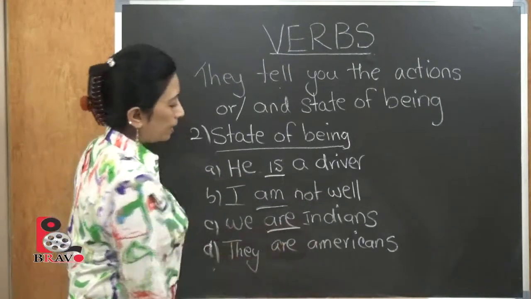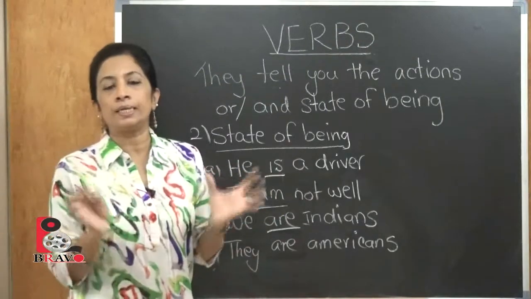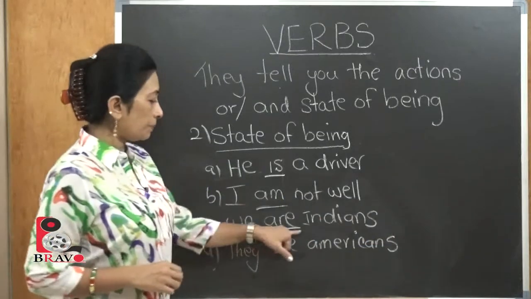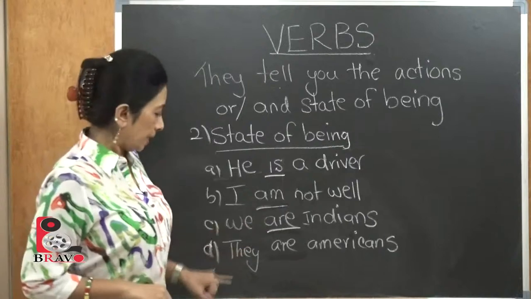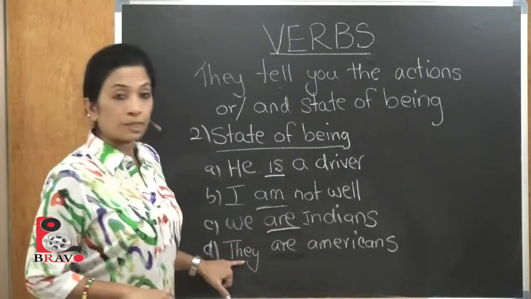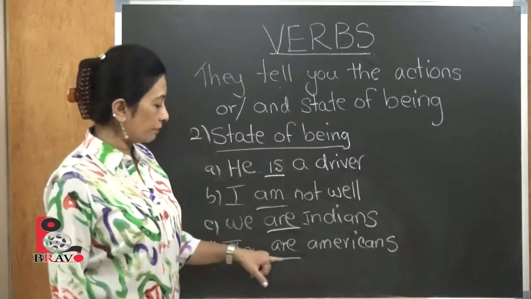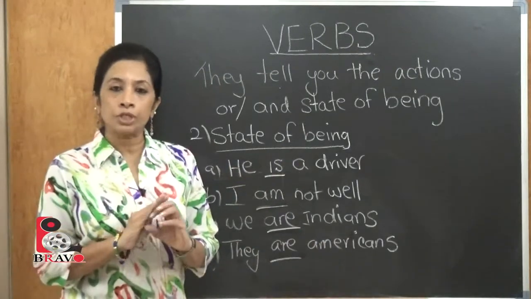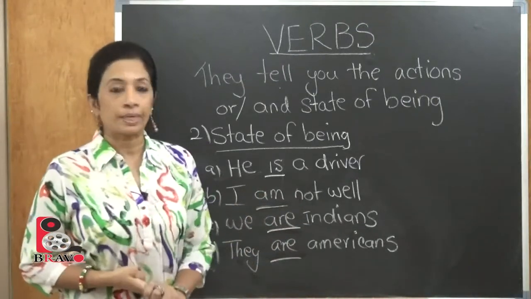We are Indians. The state of being of the Indian community is stated as we are Indians. The reason it becomes are, as I said earlier, is because we is plural. They are Americans. They is plural, so the verb will be are. Their state of being is they are Americans.